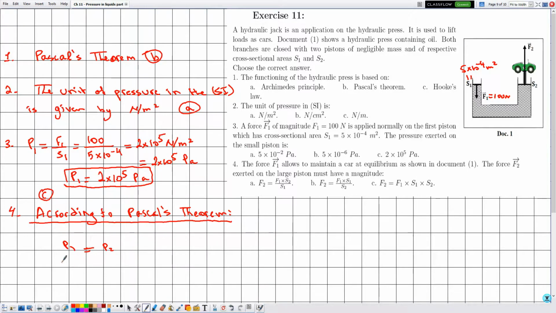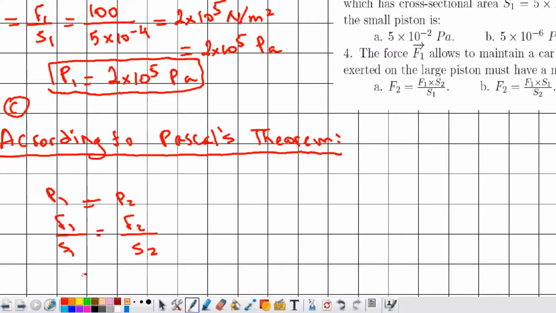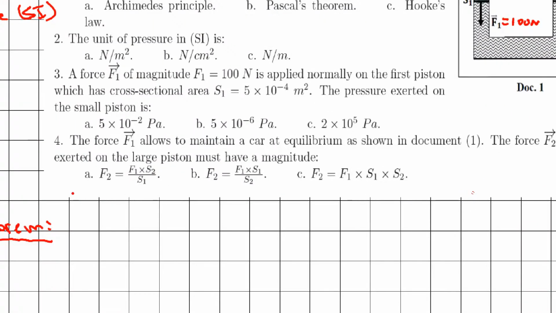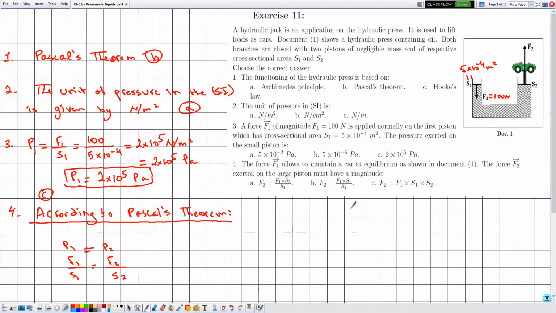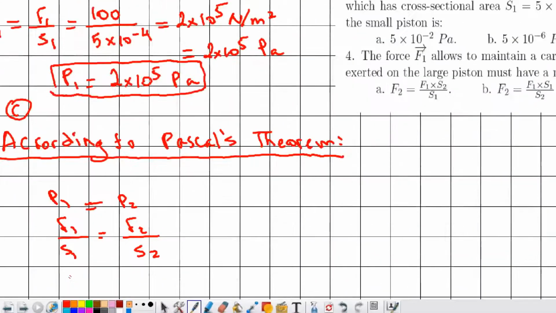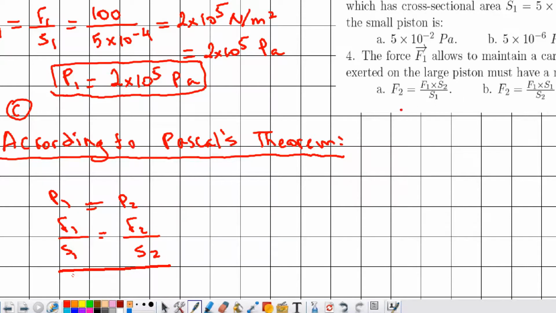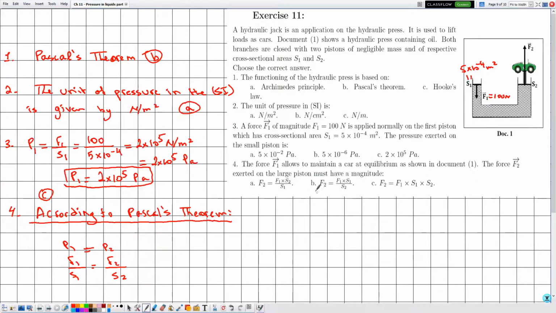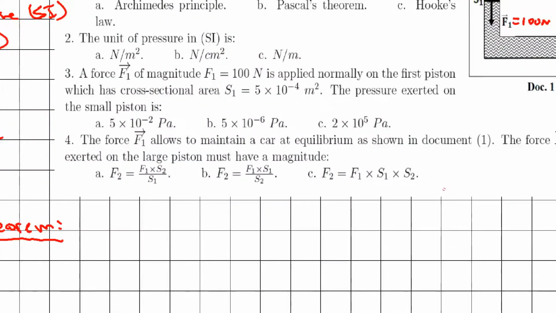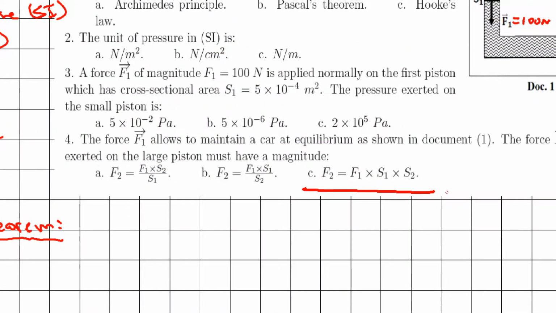Now the pressure at point 1 is given by F1 divided by S1, and the pressure at point 2 is given by F2 divided by S2. In order to compare this expression with the given expressions, let's first put them in one form. So let's get rid of the denominators here and here and here as well. Let's put all of these expressions in the same form as part C in order to compare.